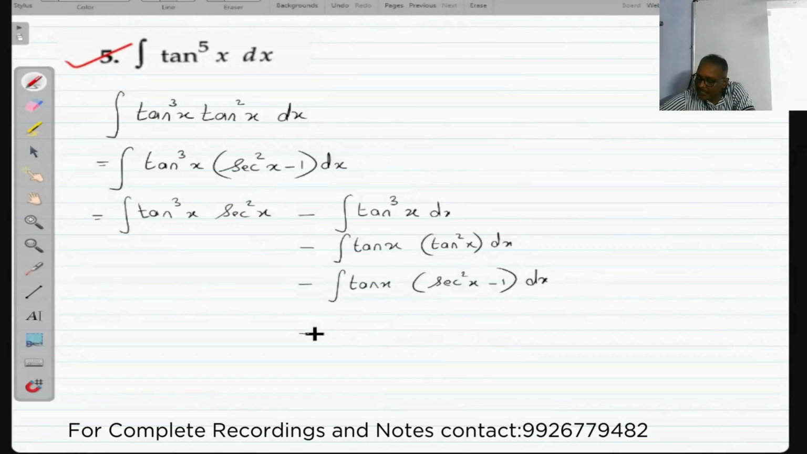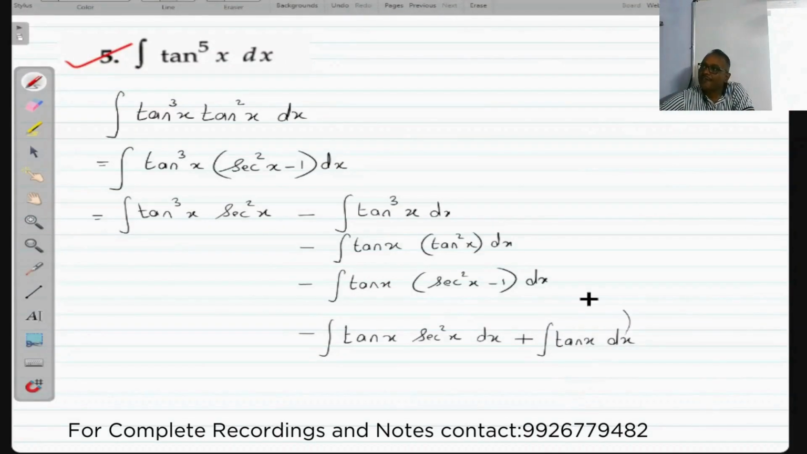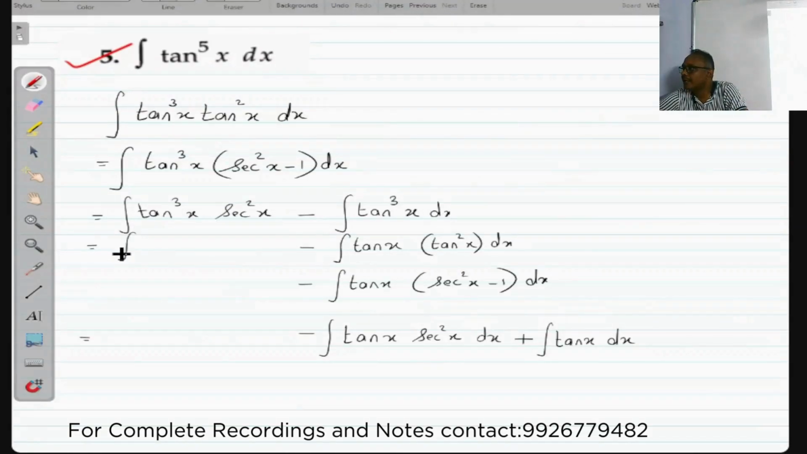If I now open this bracket, this is integral of tan x sec square x. Negative into negative makes it positive, tan x. Integral of tan log sec. बाकी सब में कोई दिक्कत नहीं. Let it be as it is. Don't write an inverted. Some teachers might get irritated. So you better write this whole thing again.